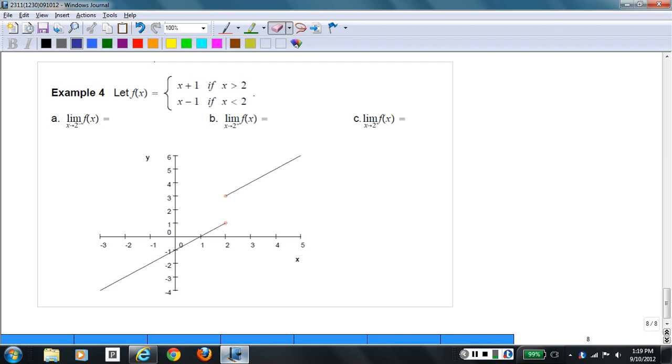I guess we have to ask, is 2 greater than 2 or is 2 less than 2? Yeah, none of the above. We need an "or equal to" bar next to one of these. So f of 2 is undefined.